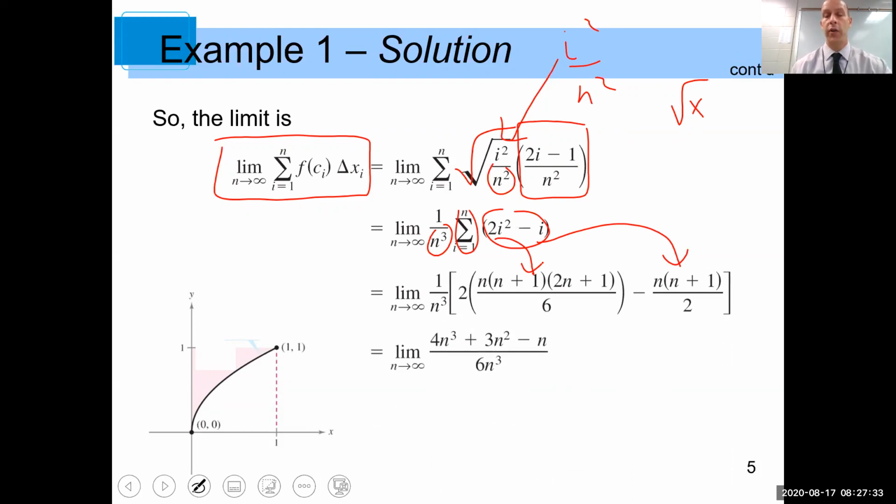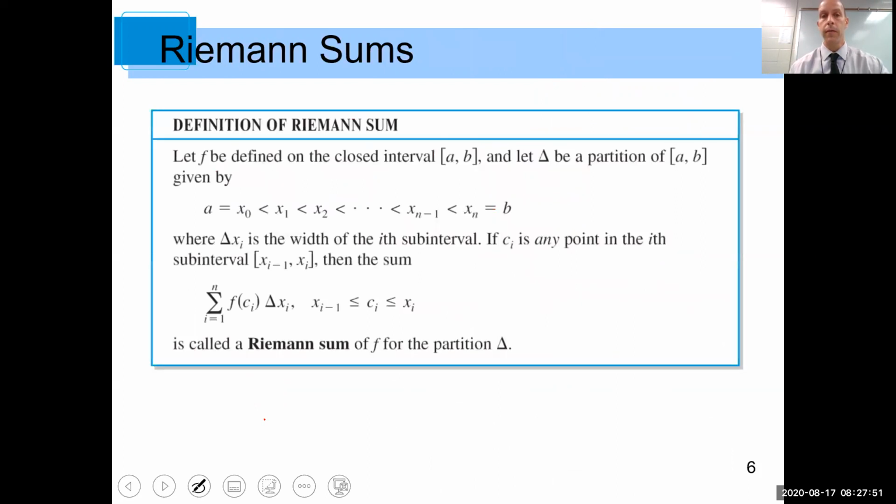At this point, we should recognize that we have the limit of a rational function with the same power in the numerator and the denominator. So it's simply the ratio of their leading coefficients. So we get the limit as 2/3. In other words, the area under this curve from 0 to 1 is 2/3.